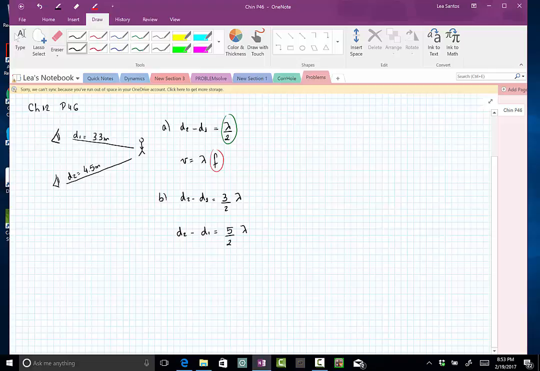So the next two frequencies will come from here. So first you get the wavelength, and then you use this equation to get the frequency, and then the second one will come from here. You get the wavelength, and then you get the frequency.